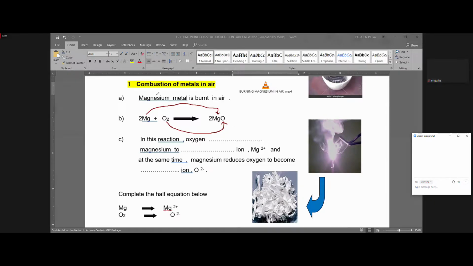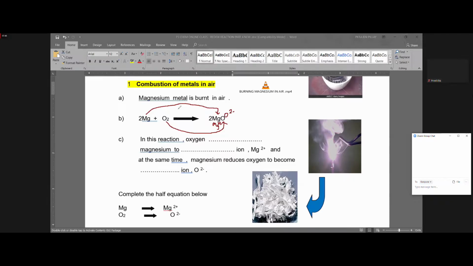Okay, and then Mg. As I told you, magnesium oxide is an ionic compound. If it's an ionic compound, it contains magnesium ion, so this one will be Mg2+. Can you see that? Here it contains Mg2+, and here it contains O2-. Observe it. So Mg becomes Mg2+, because MgO is an ionic compound.